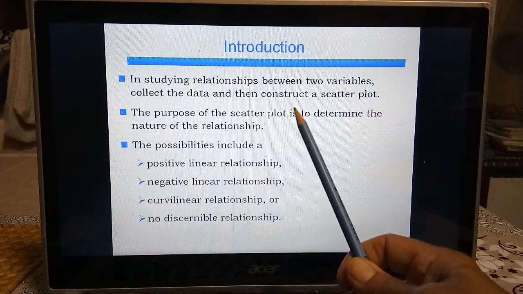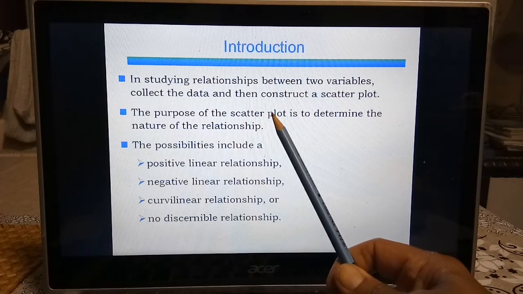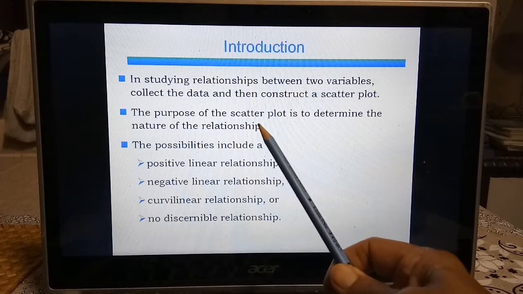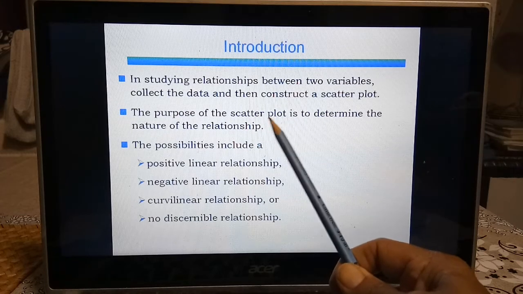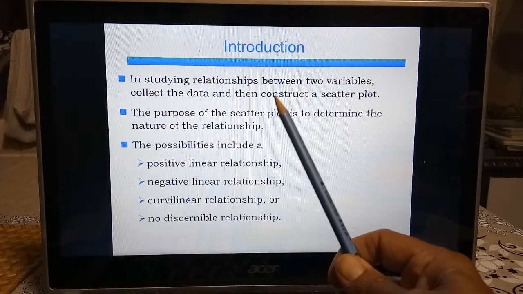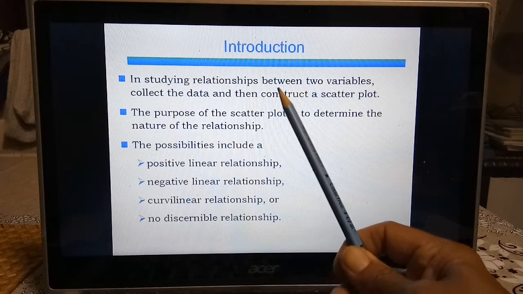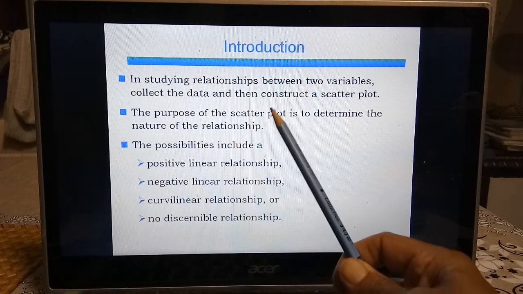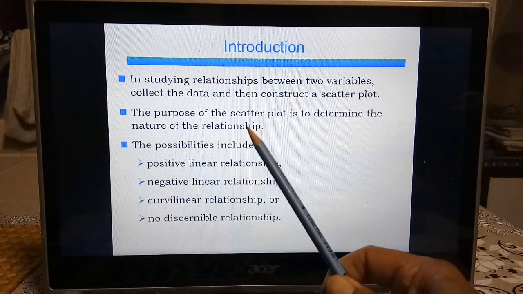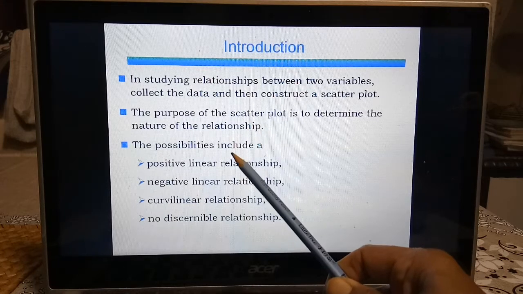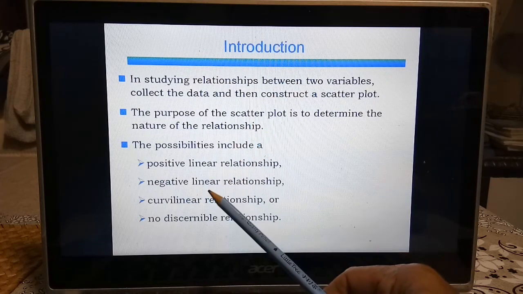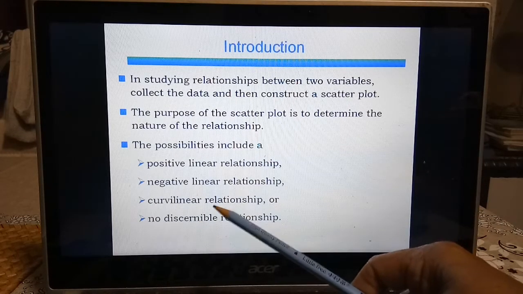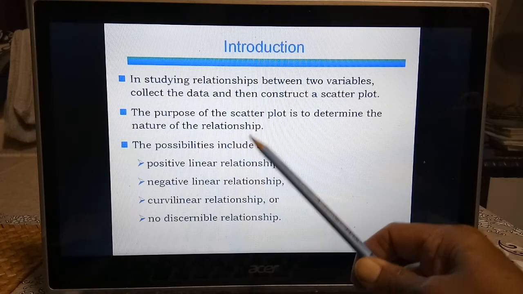Okay, in studying relationship between two variables, first we collect data, then we construct a scatter plot. Purpose of scatter plot is to determine the nature of the relationship. So daripada scatter plot tu, titik-titik tu, kita dah boleh get the first impression what type of relationship the data is. Okay, it's either positive relationship, negative relationship, or there is no relationship. Possibilities include positive, negative, curved linear, or non-discernible relationship. So there are 4 possibilities that we can see from the scatter plot.